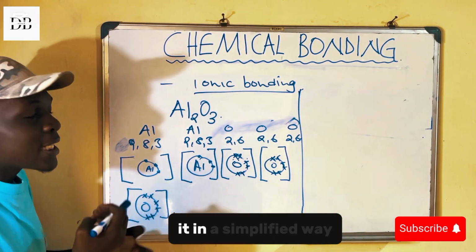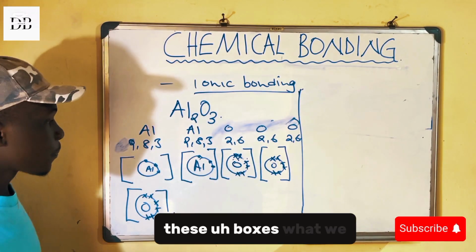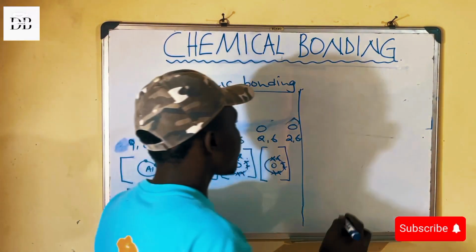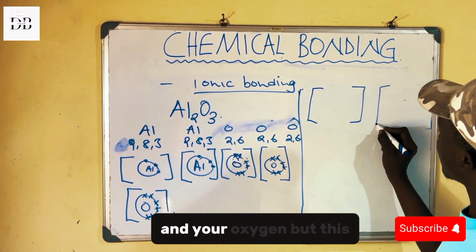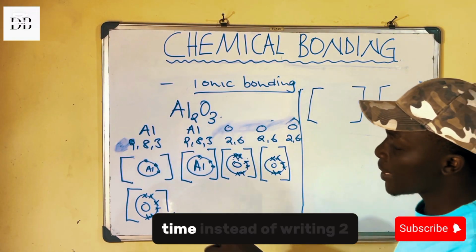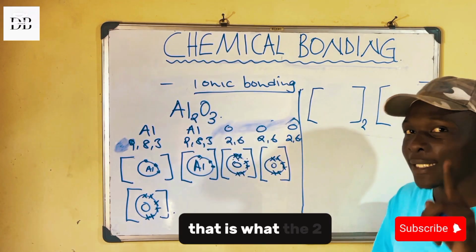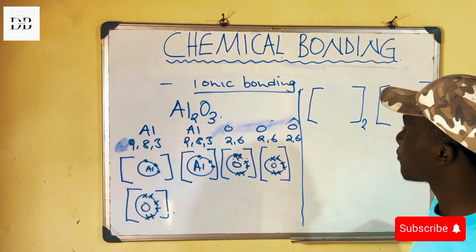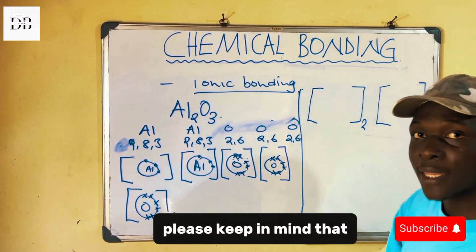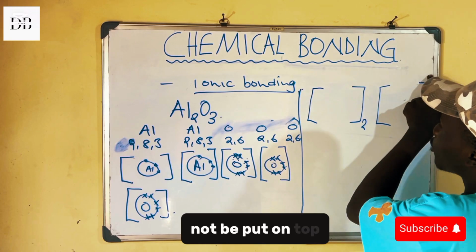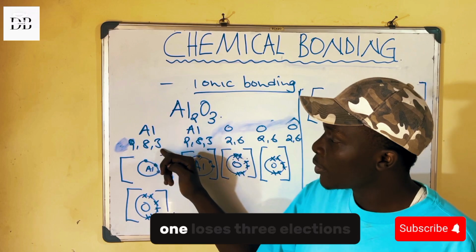Now how do we show it in a simplified way instead of writing all these boxes? What we can do is this. Write your aluminium and your oxygen, but this time instead of writing 2, put the 2 down here. That is what the 2 represents in the formula. And then put your 3 here. Please keep in mind that these 2 and 3 must not be put on top, because on top we need the charge.